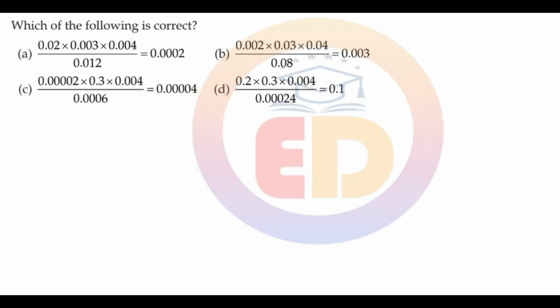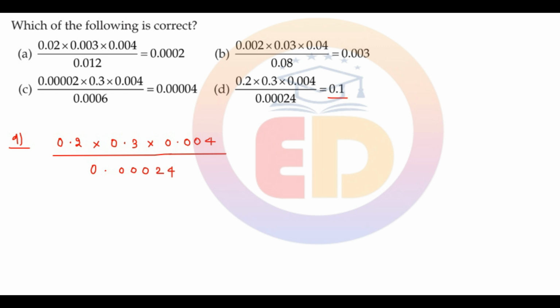Now let's analyze the option number D. That's 0.2 multiplied by 0.3 multiplied by 0.004 upon 0.00024. We have to check whether it is equal to 0.1 or not.